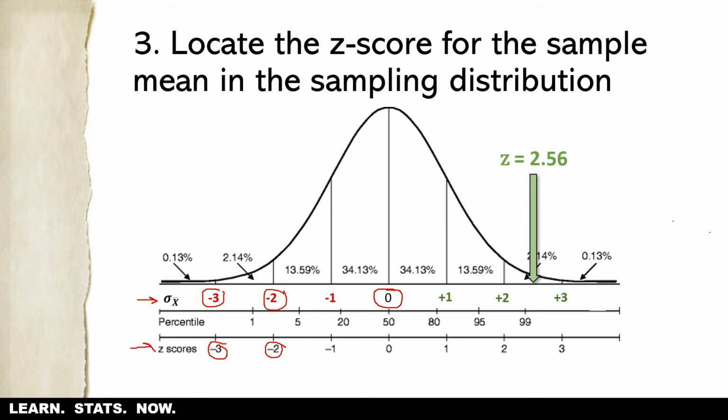So that's where we're going to put our z. It's about halfway between +2 and +3 standard error units. Goes somewhere like right here. And what that means is that there is a relatively small proportion of area under the curve that has values higher than it. If we look at percentiles, over 99% of the area under the curve is lower than it. So that's where we would locate the z-score.